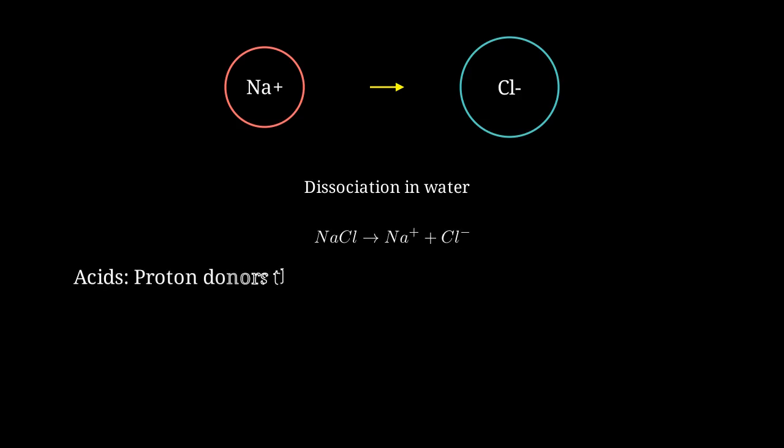Now let's talk about acids. Lemon juice contains citric acid, which is a weak organic acid. Acids are proton donors. They release hydrogen ions into solution. Citric acid partially dissociates to release hydrogen ions, also called protons, and citrate anions. This is an equilibrium reaction.